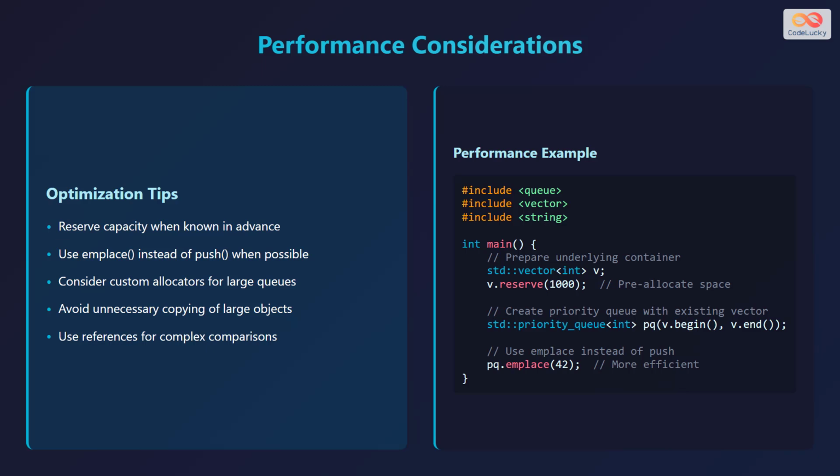Here's how to apply these tips. Include the queue, vector, and string headers. Inside the main function, prepare the underlying container by creating a vector of integers. Then, reserve space for 1000 elements to pre-allocate the memory. Next, create a priority queue with the existing vector. Finally, use in-place instead of push to add elements more efficiently.